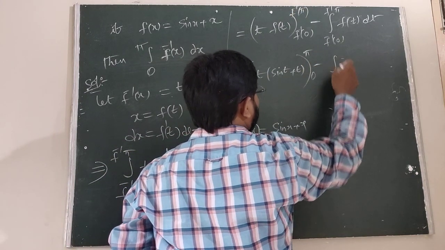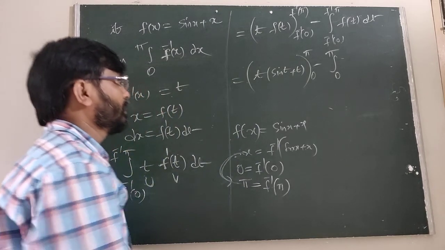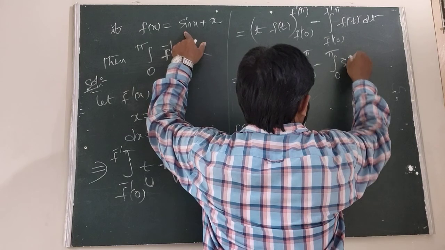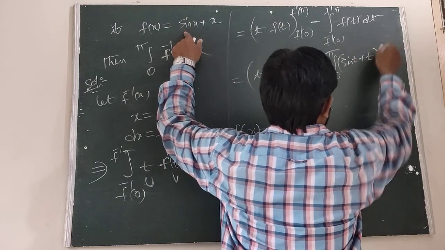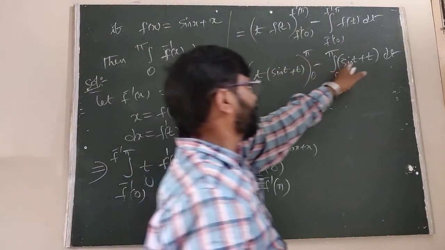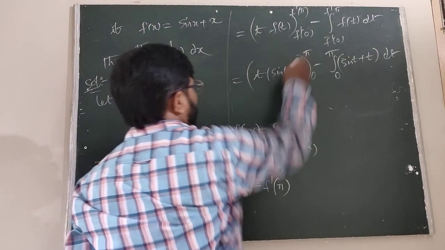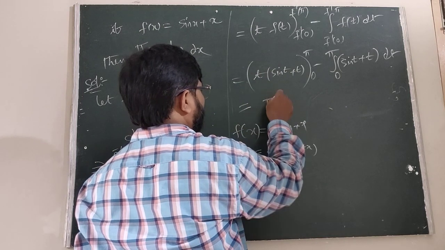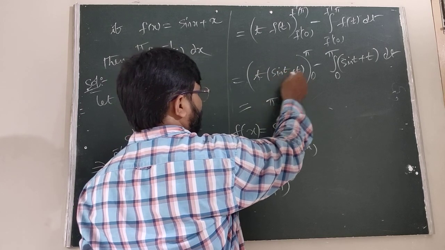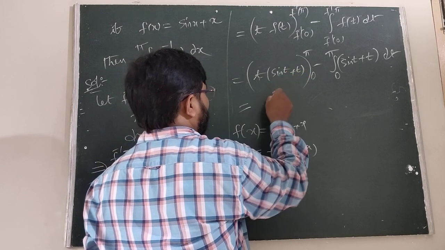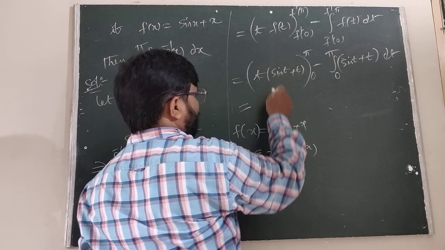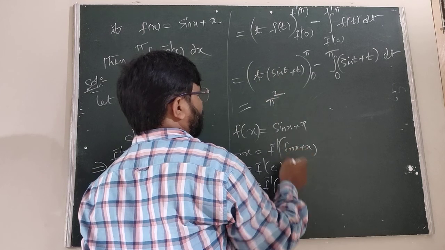Now f inverse of 0 is 0 and f inverse of pi is pi. F of t is sin t plus t. Now we apply the limits here: upper limit pi, sin pi is 0, 0 plus pi is pi, pi into pi, pi square. Substituting 0 into this gives 0.